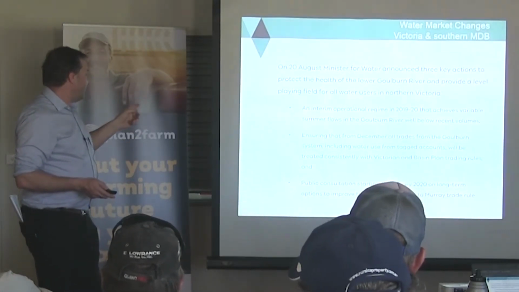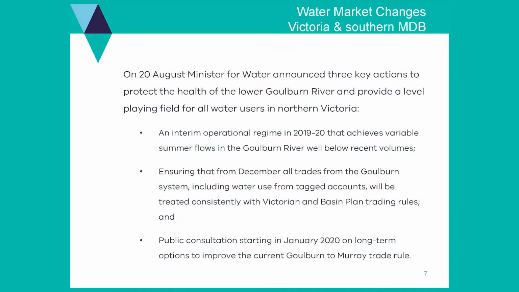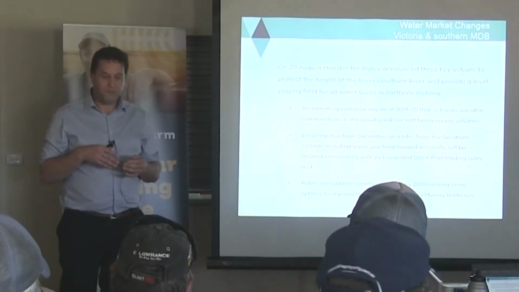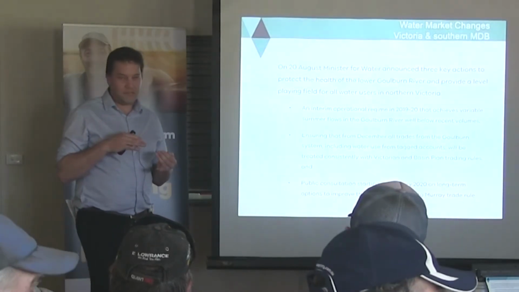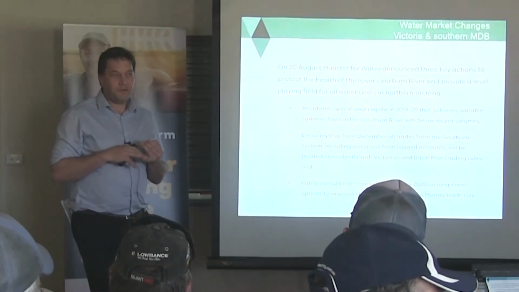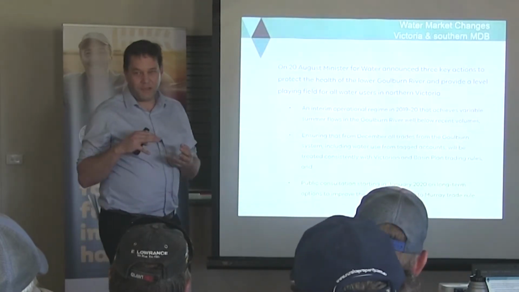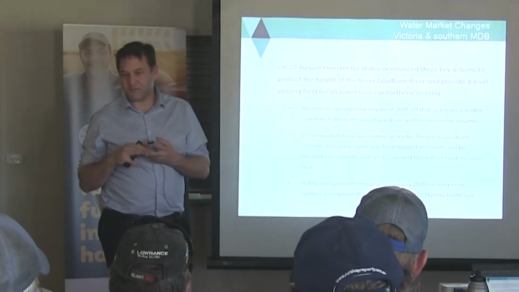So from December, tagged accounts will be in line with the trade rule, and come January we'll start doing consultation on the long-term revision of the rule. That will also involve consultation on how the Goulburn will be operated in terms of environmental aspects and the operational rules, but also the trade rule itself.